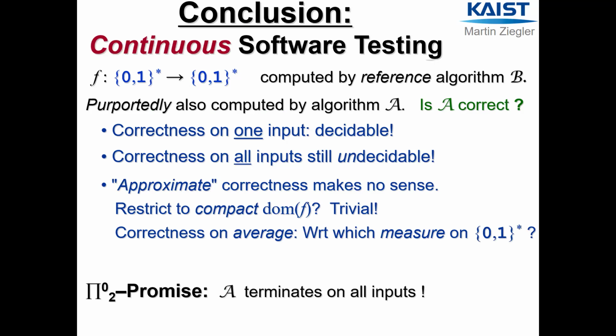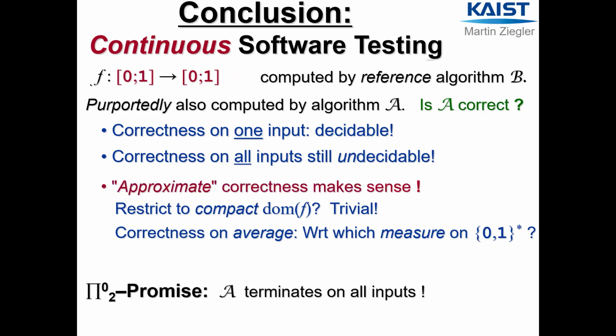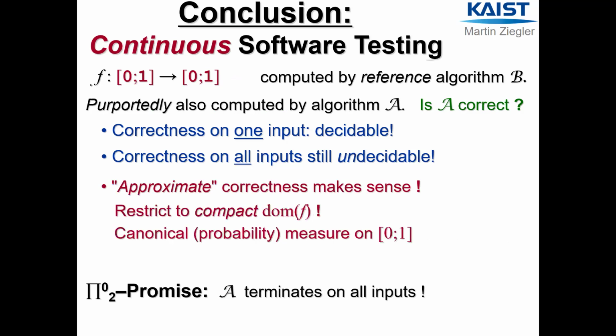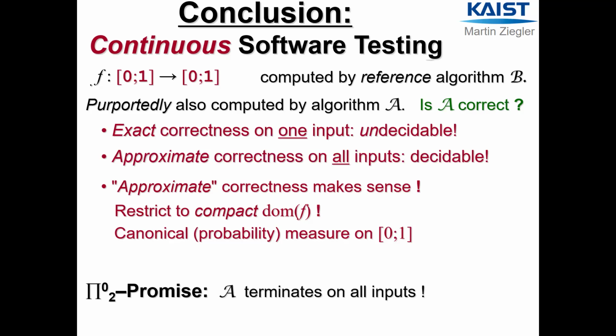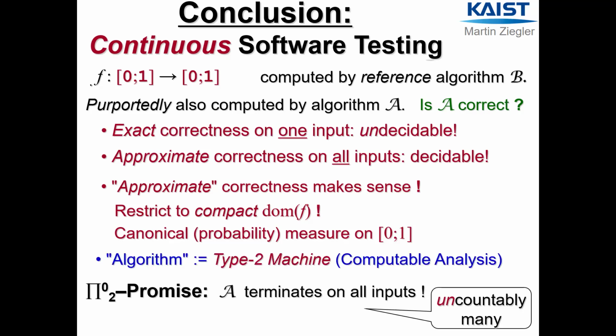Continuous software testing, on the other hand, many of the relaxations make sense. Replace discrete spaces with real spaces. Then it makes sense to ask about approximate correctness. It makes sense to restrict to compact domains and harness that, of course. It makes sense to ask about correctness on average with a canonical probability measure. Exact correctness on one input turns out to be undecidable. Approximate correctness on all inputs turns out to be decidable. The promise is still a Pi-0-1 promise.